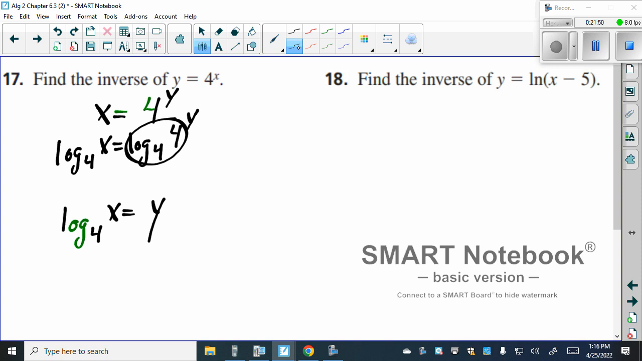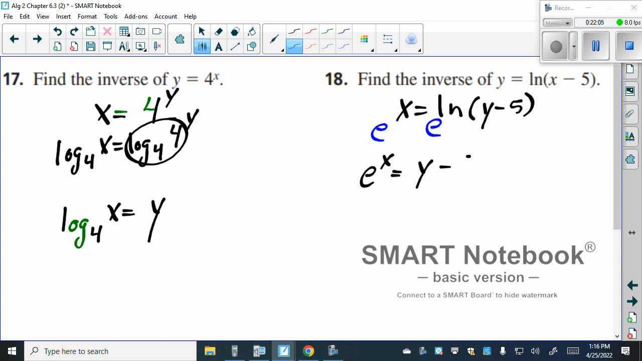So that'd be the first part. So we could switch x and y. x equals ln of y minus 5. And when we apply e to both sides, because that's where you're getting at, we would have e to the x equals y minus 5. Because here, e to the ln simplifies out. It simplifies to 1, leaving us with what's inside, which would be our y minus 5.